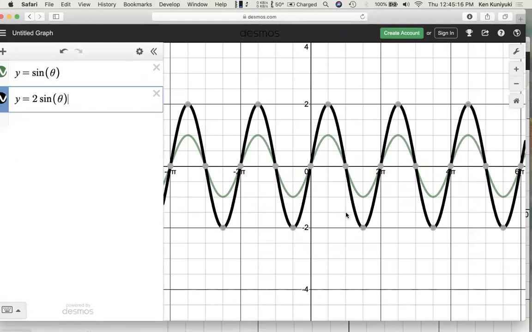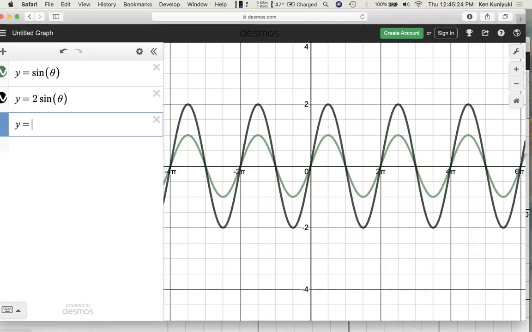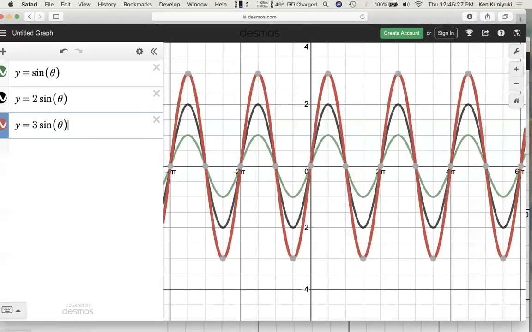You double all the y coordinates. That leads to a vertical stretch. From the green graph to the black graph, it's a vertical stretch by a factor of 2. What about y equals 3 sine of theta? That's the red graph. We're stretching by a factor of 3, and so forth. So if you're multiplying sine of theta by a number greater than 1, you're getting a vertical stretch.